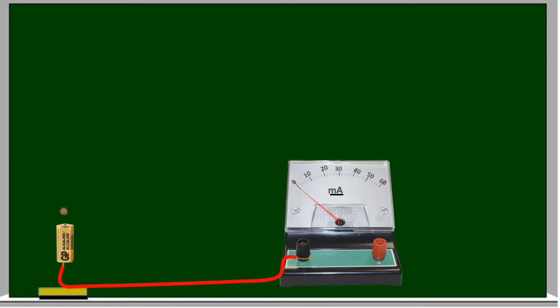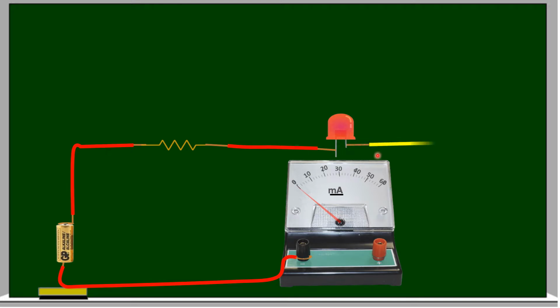and I will connect the positive terminal of the dry cell to a resistor, and the second end of the resistor I am going to connect to the positive terminal of the LED, and the negative terminal of the LED is connected to the positive terminal of the ammeter through a key.